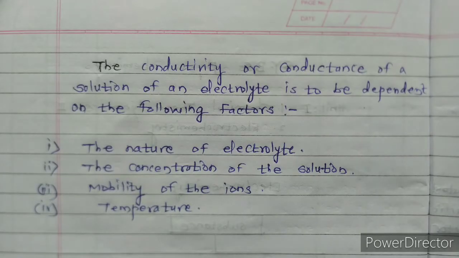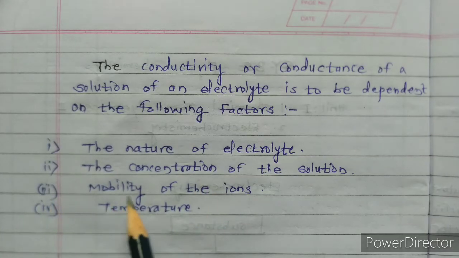The conductivity or conductance of a solution of an electrolyte depends on the following factors. The first factor is the nature of the electrolyte. Nature in the sense of strong electrolyte or weak electrolyte. A strong electrolyte has high conductivity as compared to a weak electrolyte. The second factor is the concentration of the solution. The more the concentration, the more the number of ions, and hence the higher the conductivity.